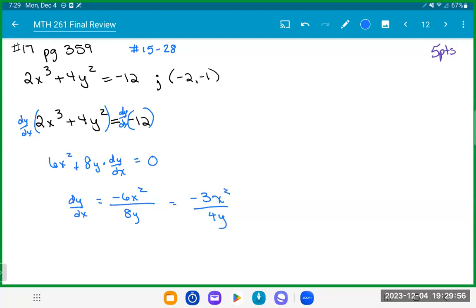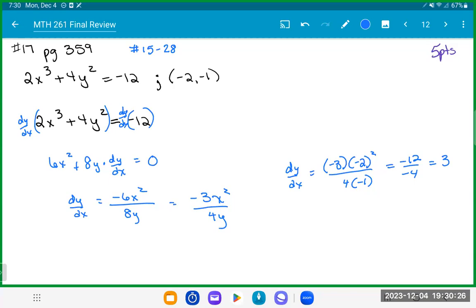We want to evaluate this for the specific slope at that point, (-2, -1). We can say dy/dx is equal to -3 times (-2) squared divided by 4 times -1. That is -12 over -4, or +3. Okay? Question.